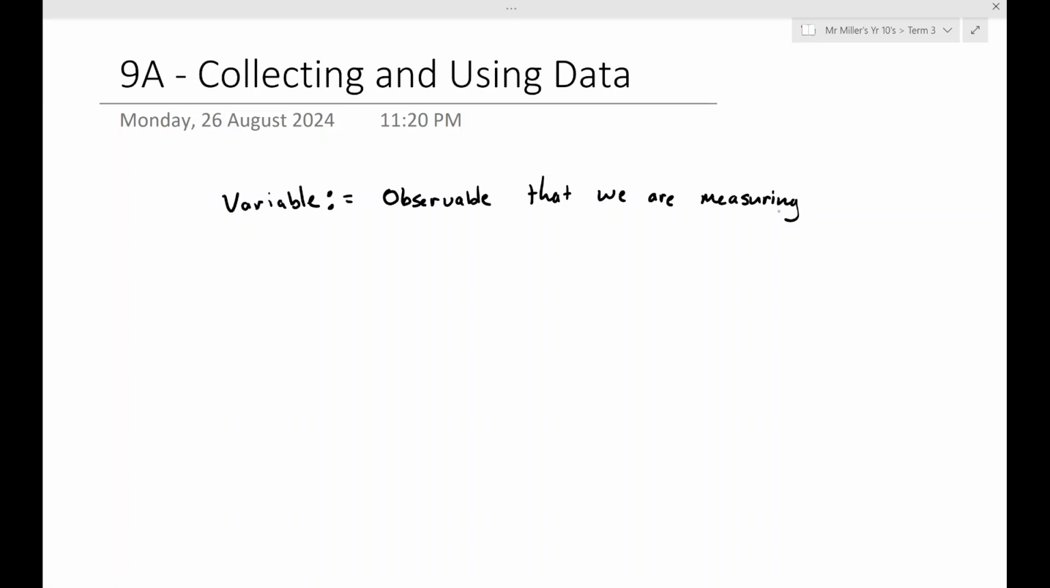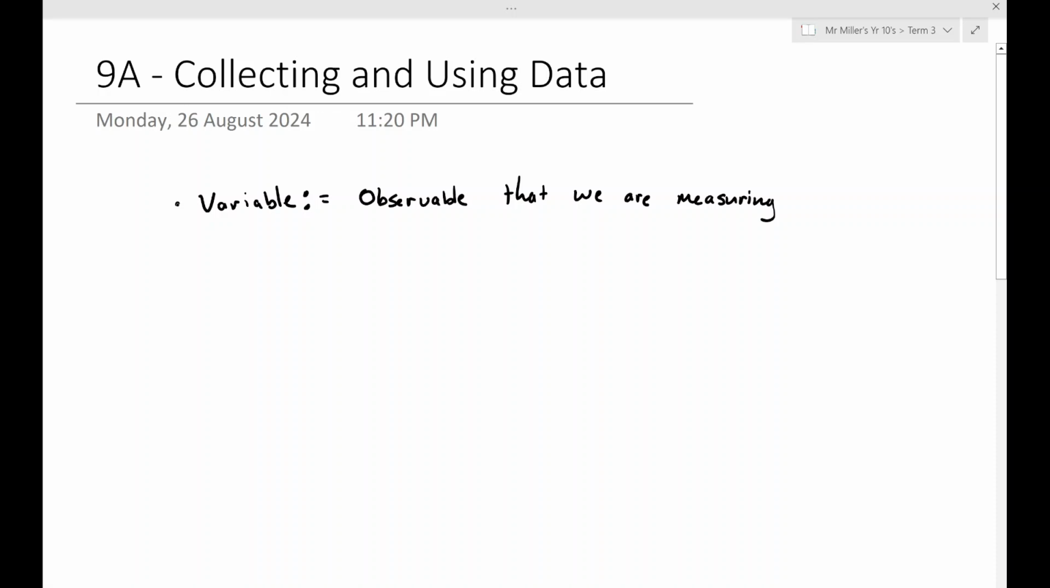So for example, if I wanted to collect data about the average size of students in a class, I might take measurements on height and weight. In that instance, the variables, or the observables that I am measuring, would be the height of each student and the weight of each student. So that's just an example. First definition, variable, copy that down.